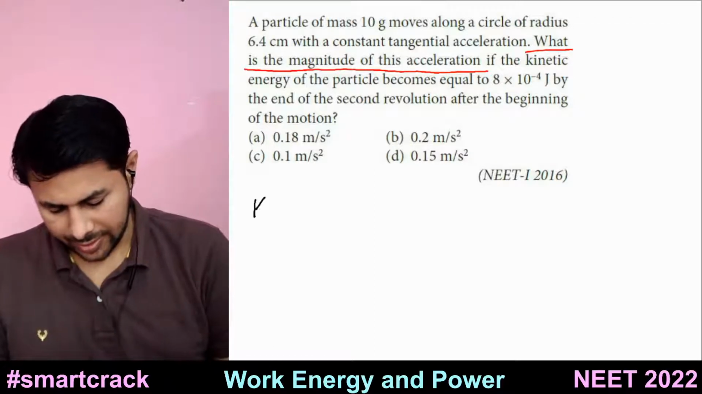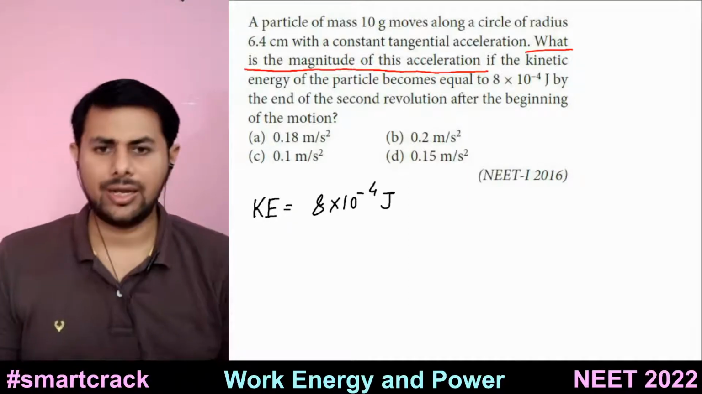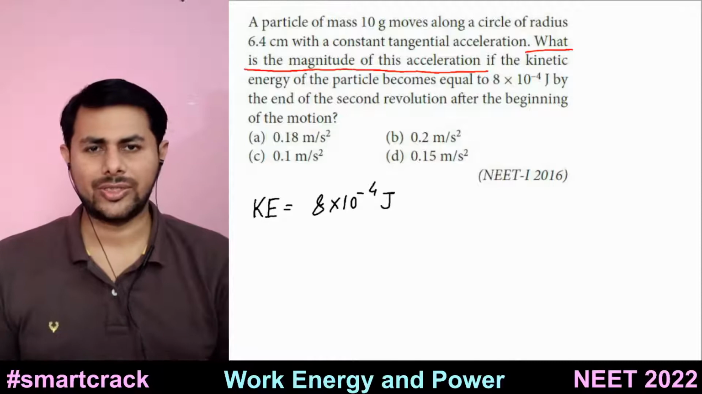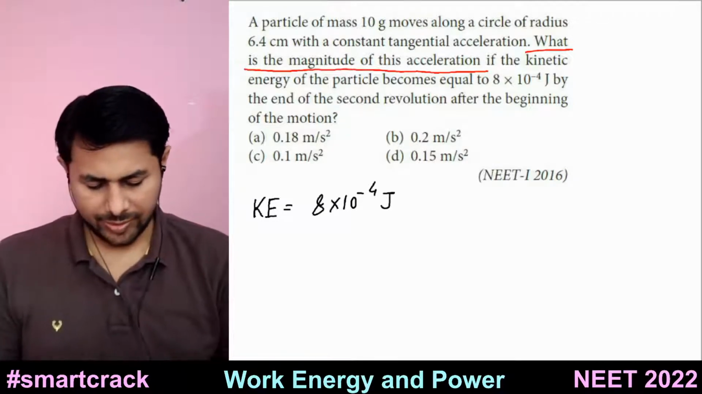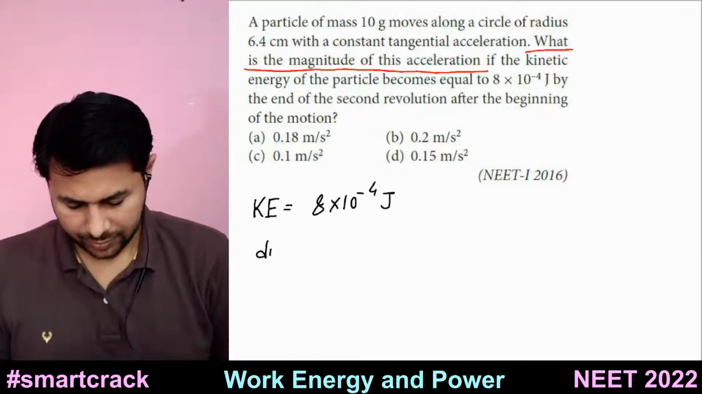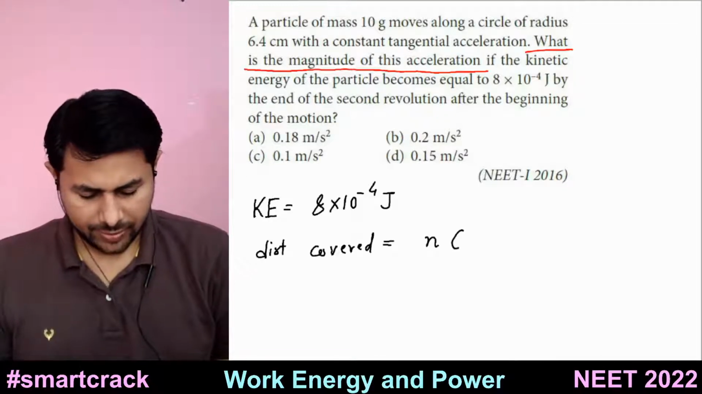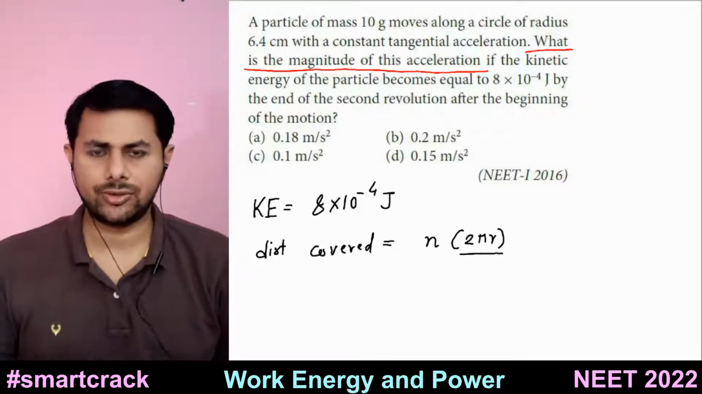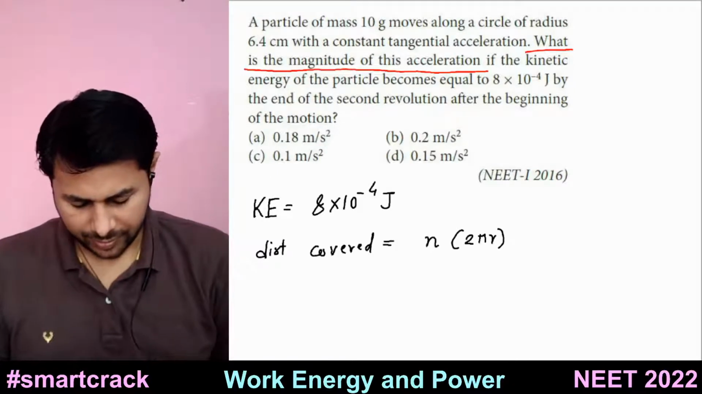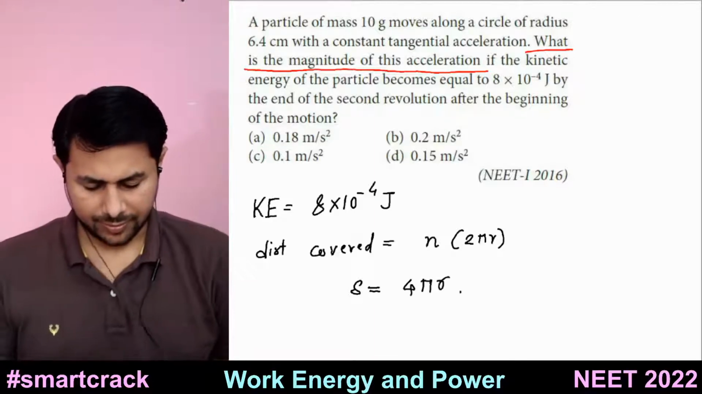So kinetic energy equals to what? It is 8 into 10 raised to minus 4 joules at the end of second revolution. So in one revolution, it will cover some distance. How much will be distance? So distance covered in one revolution is 2 pi r. Distance covered in two revolutions will be 2 times of 2 pi r. Okay. So S is equal to 2 times of 2 pi r, that is 4 times of pi into r.